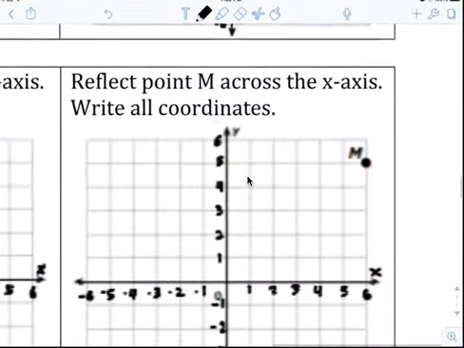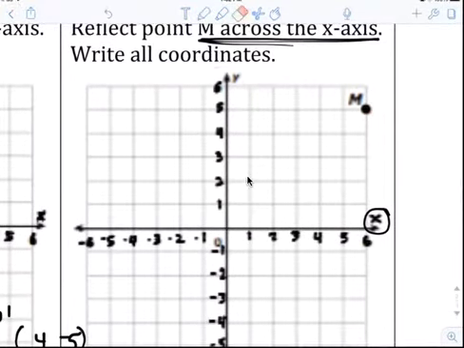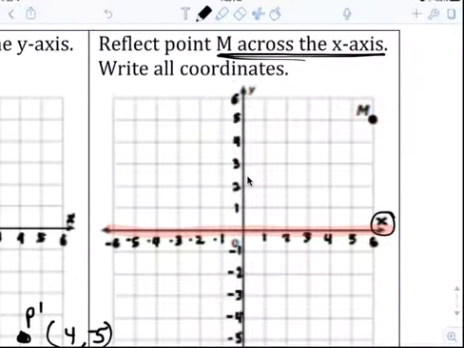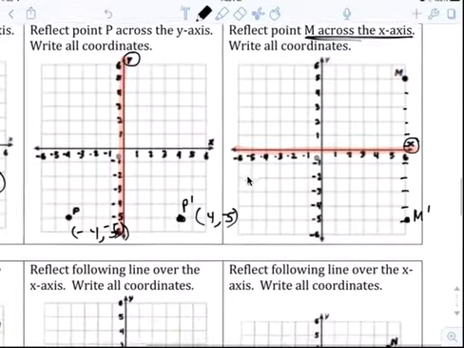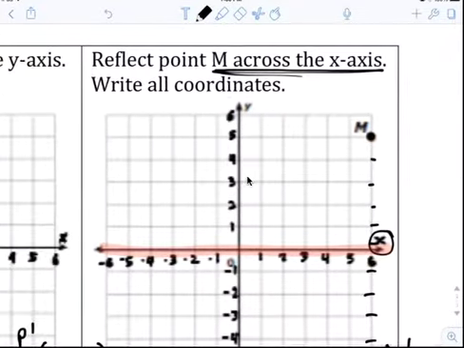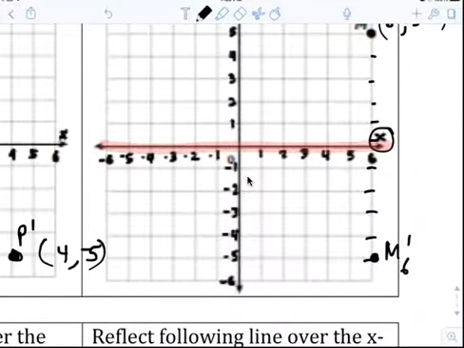Reflect point M across the x-axis. So here's the x-axis. Put a mirror on the x-axis, which is right here. The easiest way without a mirror is to count: 1, 2, 3, 4, 5. 1, 2, 3, 4, 5. So M prime is its image. Remember, I want the coordinates to all of them. So that's 6, 5, and that one, 6, negative 5.